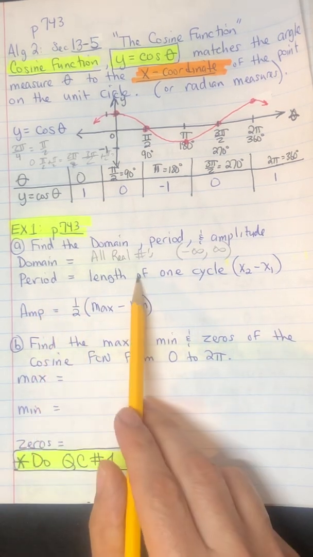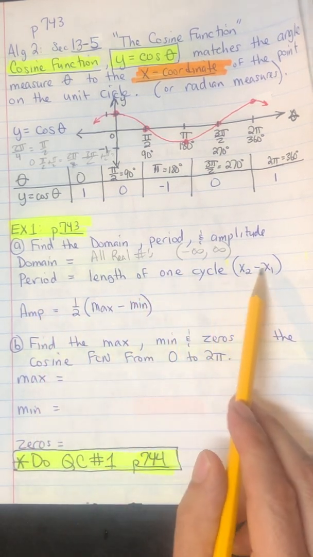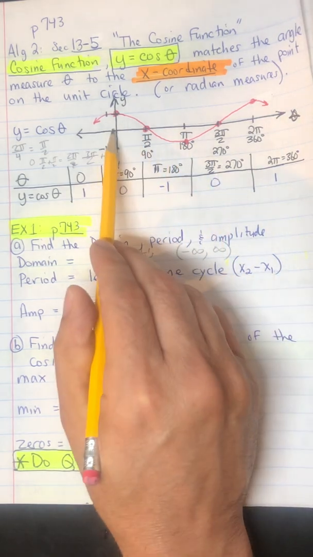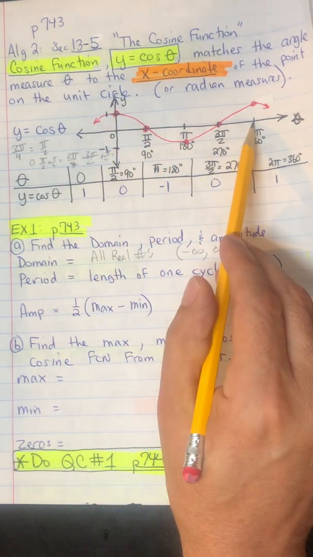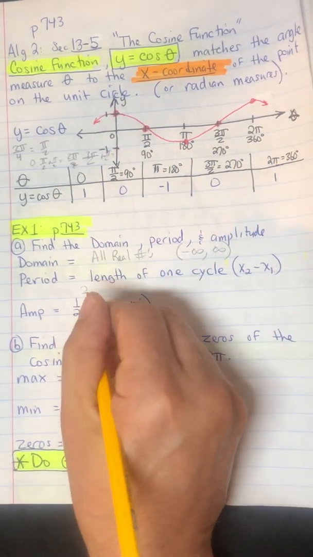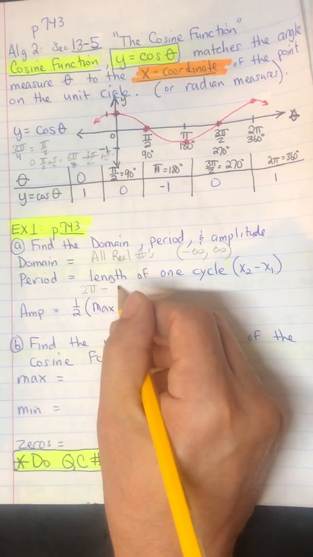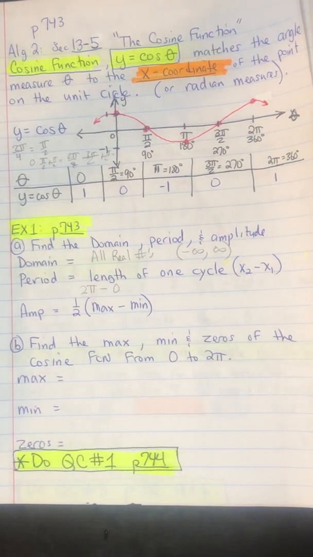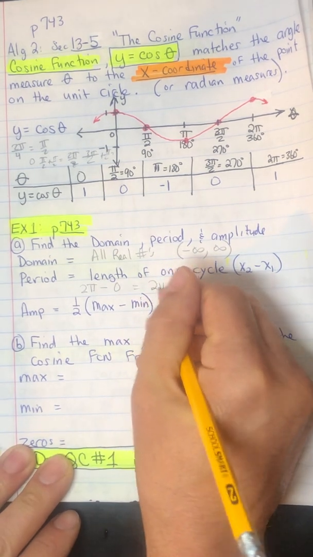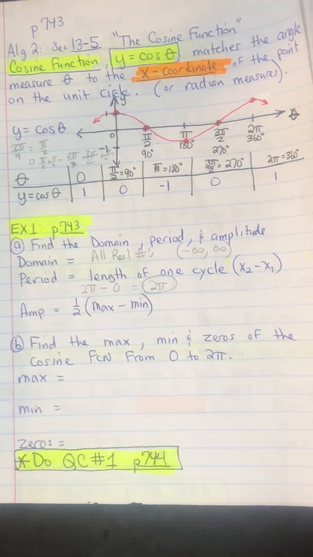The period is going to be the length of one cycle, which is x2 minus x1. This cycle starts at 0 and ends at 2 pi, so basically the period is 2 pi minus 0, which equals what? 2 pi. Yes, 2 pi. So the period is 2 pi. The domain is all real numbers.